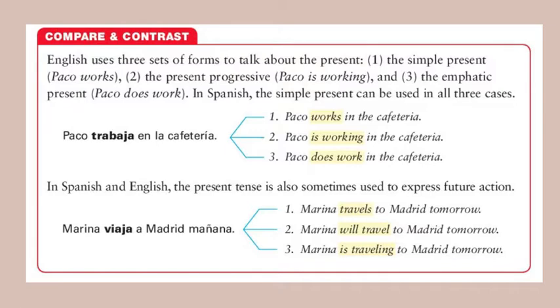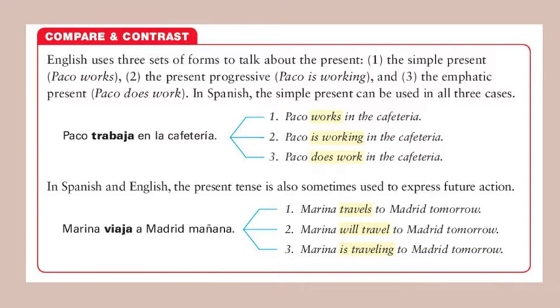So English uses three sets of forms to talk about the present tense. We have the simple present, for example, Paco works. The present progressive, Paco is working. And the emphatic present, Paco does work. In Spanish, the simple present can be used in all three cases. So note that this one tense in Spanish has all these meanings in English. Paco trabaja en la cafetería. Paco works in the cafeteria. Paco is working in the cafeteria. It could also be Paco does work in the cafeteria.